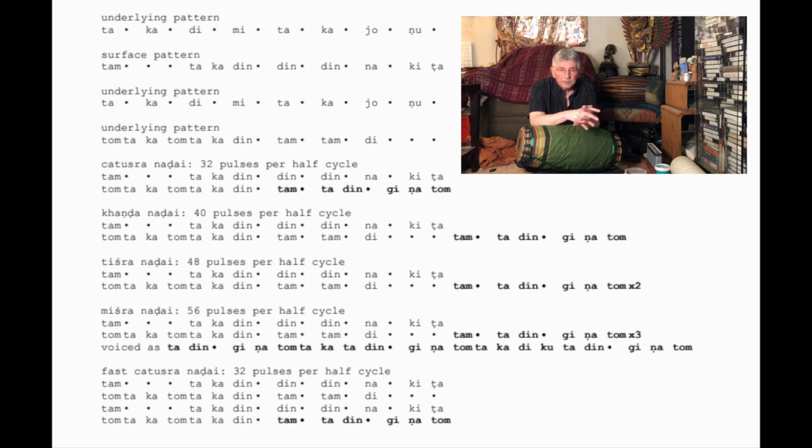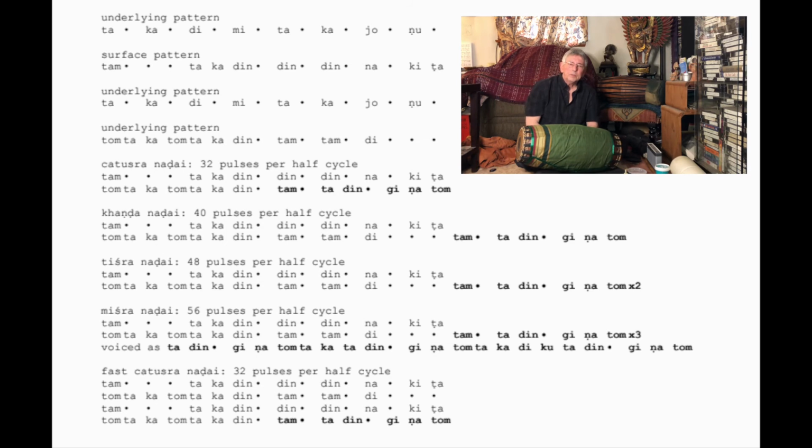The cadential figure I was telling you about earlier. So I changed it from 8 8 8 to 6 8 and 10, like this. Ta ding na tam ta ka ta ding na tam ta ka di ka ta ding na tam tam. Okay, and it sounds like this. Tam. Taka din din din na kita tum taka tum taka din tam tam di tam kita taka din din din na kita tum taka tum taka din tam tam di ta ding gina tum taka ta ding gina tum taka di ta ding gina tum tam.